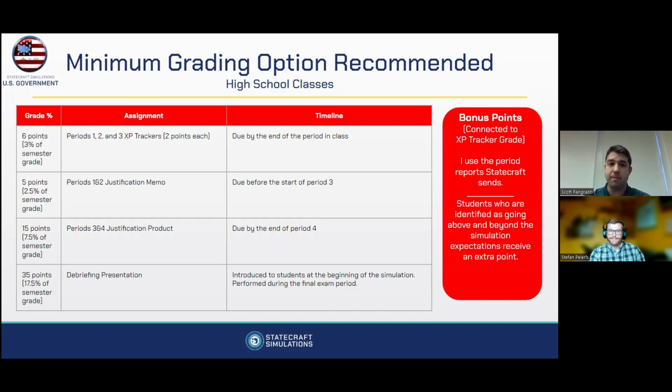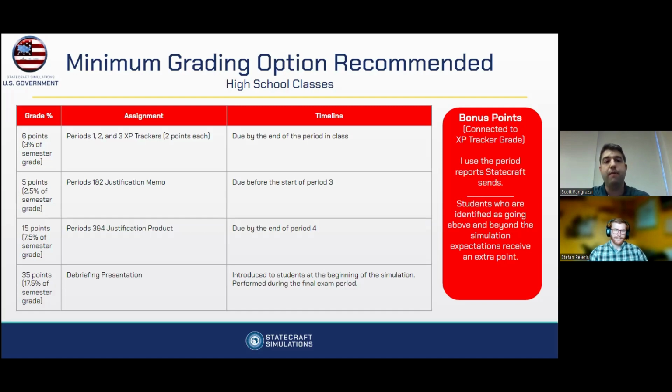And the justification memo is a 5-point assignment where I see whether you can reason why you made the decision that you did, and whether you also went through the costs and the benefits. I believe in the last webinar and the one before that, I showed what a justification memo looks like, similar with the justification product and the debriefing presentation. Then in periods 3 and 4, I give them the choice if they want to talk about something they did in period 3 or something they did in period 4.